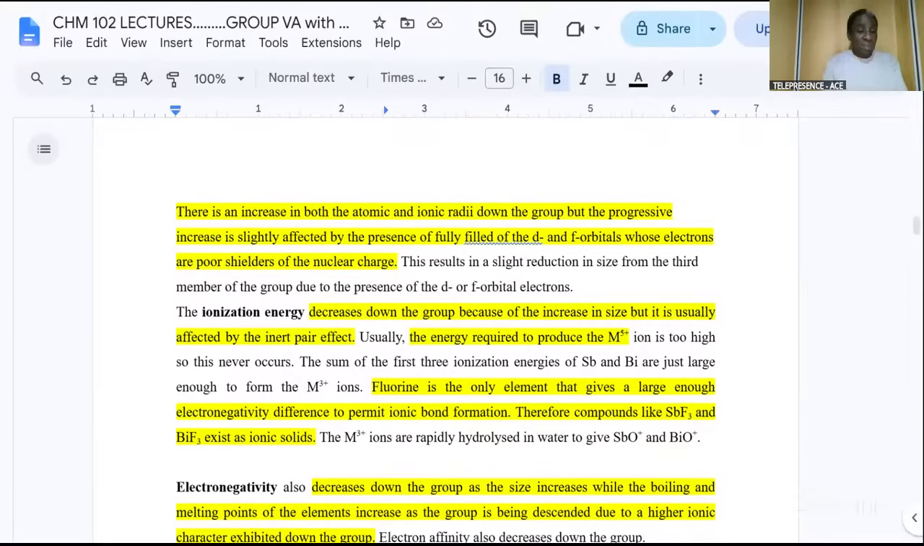Now, look at the next line that was highlighted. There is an increase in both the atomic and ionic radii down the group, but the progressive increase is likely affected by the presence of what? Fully filled d and f orbitals, whose electrons are poor shielders. We've been emphasizing this since we started teaching part 3. Ishaya says that means the tendency to form plus 3 oxidation states increases down the group. That is very, very good. You are now applying what we've been talking about.